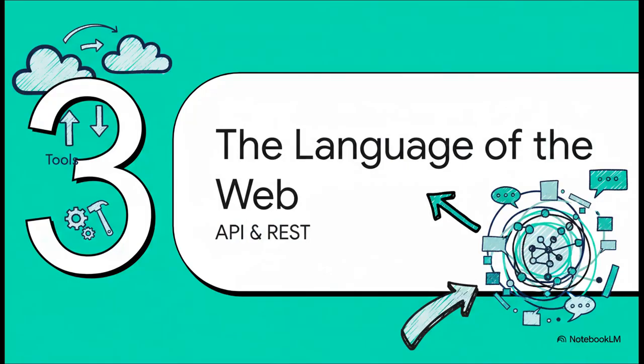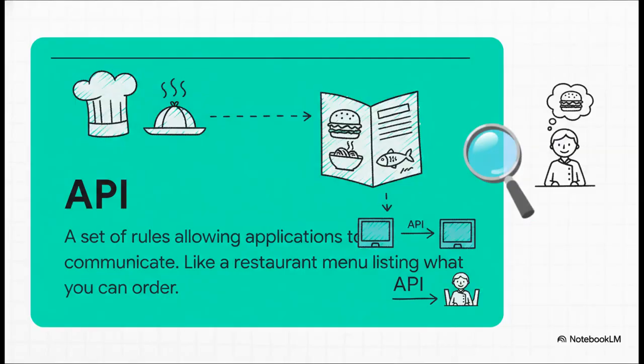Okay, so we have our client, we have our server, and we have the tools to build it. But how do they actually talk to each other? We need to set some ground rules, agree on the language they're going to speak. That communication happens through something called an API, or Application Programming Interface.